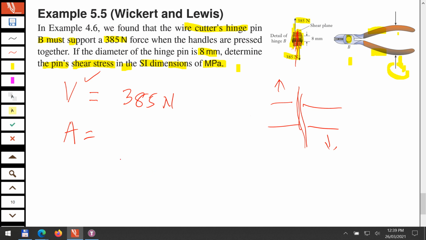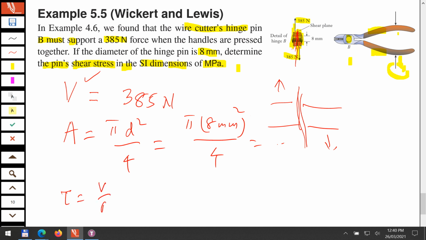So pi r square and r is 8 millimeter. Yeah, so pi d square. It's better to use this formula, pi d squared by 4, और d आपका जो है ना 8 मिलीमीटर है. ठीक है, यहाँ पे आपने milli और ये सारी चीजों का ख्याल रखना है. Now the stress, you need to find stress which is V over A.